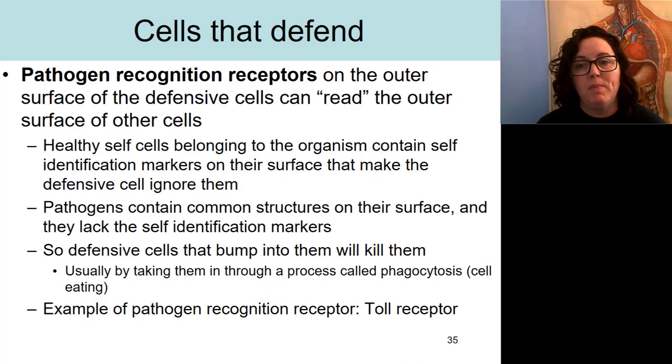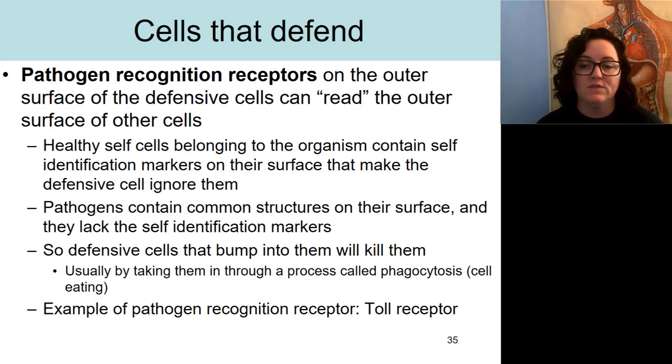So basically, these pathogen recognition receptors read the outer surface of other cells, checking to see if it's a self cell or a foreign cell. Healthy self cells have certain identification markers on their surface that our defensive cells recognize and leave alone. Pathogens contain, as I said before, these certain structures on their surface that are foreign, easily recognizable as foreign, and pathogens also lack self-identification markers. So those two things combined make it pretty easy for our defensive cells to recognize a pathogen as a pathogen.